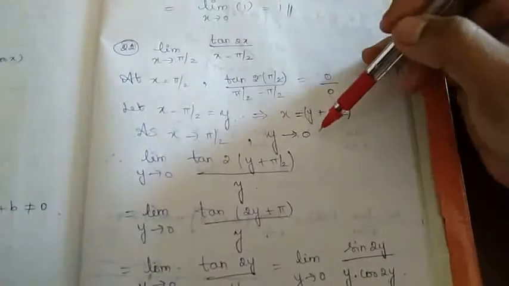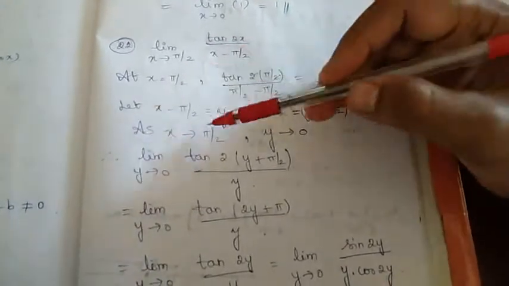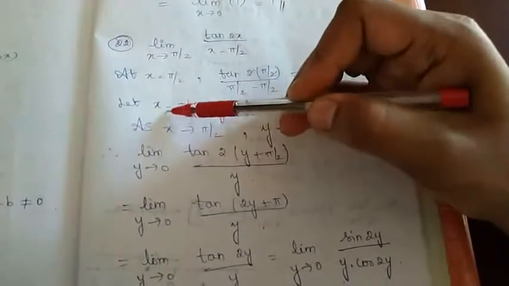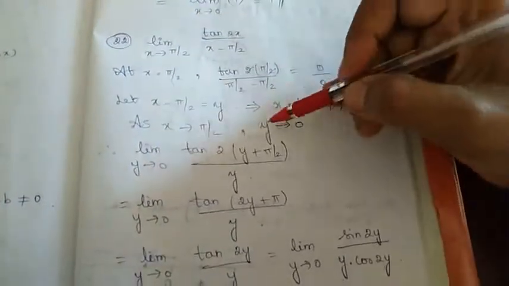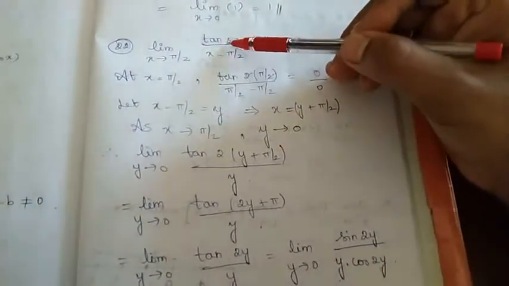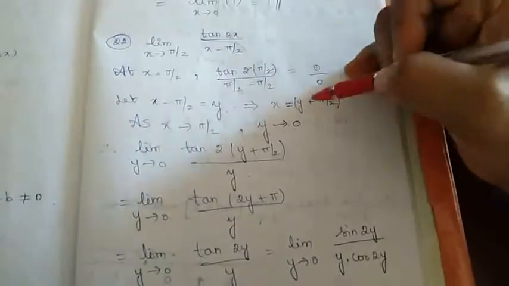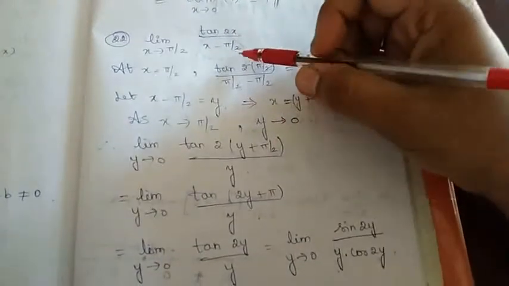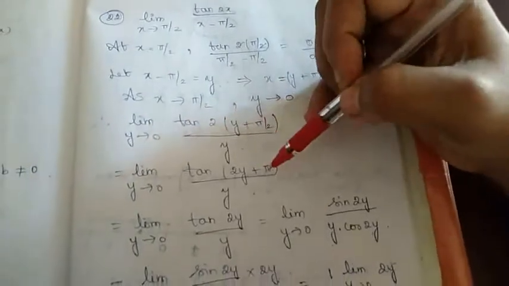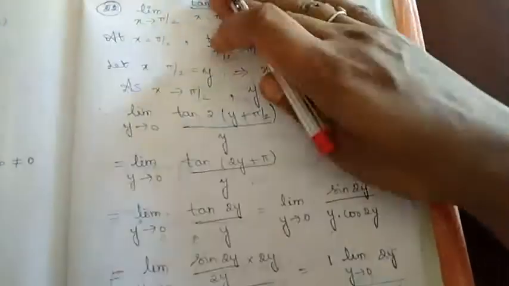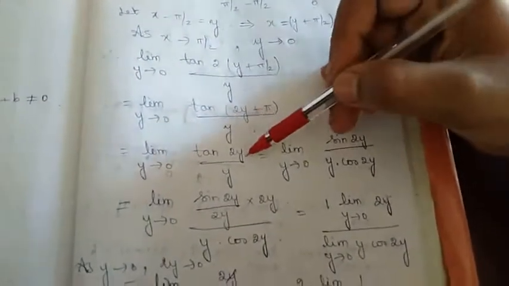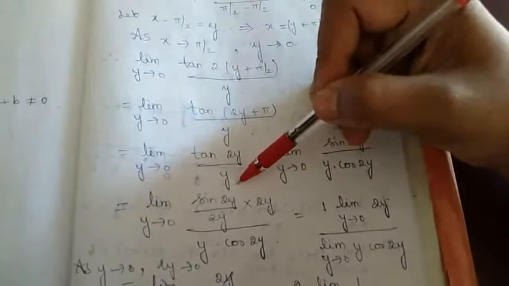Okay, so x will become y plus pi by 2. So x tends to pi by 2, y will tend to 0. If we put pi by 2 for x, pi by 2 minus pi by 2 will become 0. So y will tend to 0. So replace here, limit y tends to 0, tan 2 into, instead of x we have replaced y plus pi by 2, divided by y. So if we multiply, we got tan 2y plus pi divided by y. Right? What is tan 180 plus theta? It is going to be tan theta. So tan 2y divided by y.